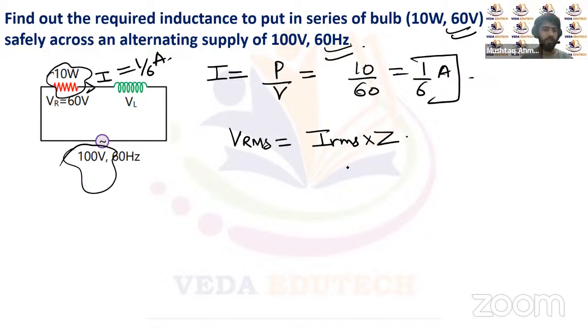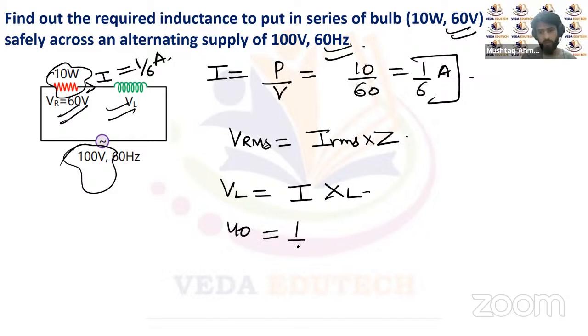Now the question is that if 100 volt is across this and 60 volt is across this, what will be the potential across this VL? VL will be the current multiplied by XL. So VL has to be equal to 40 volts. 60 volt is across this resistor and 40 volt has to be across this.